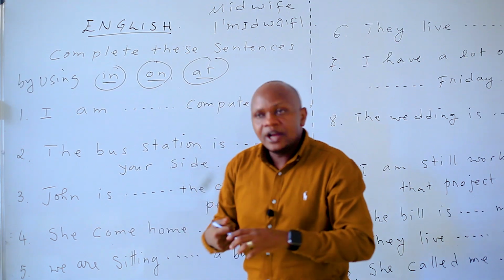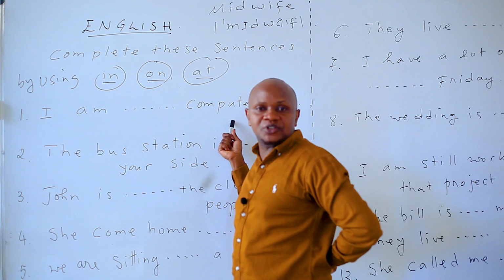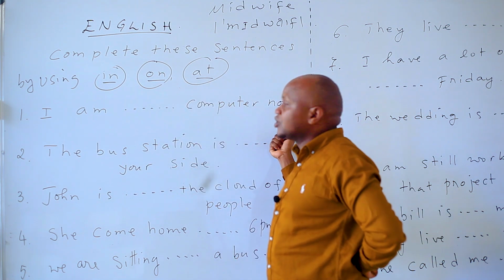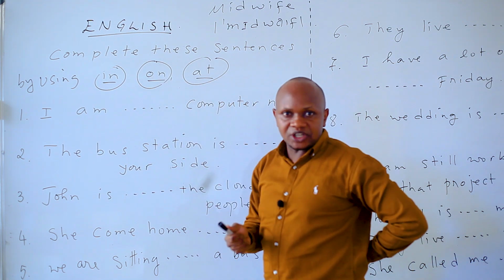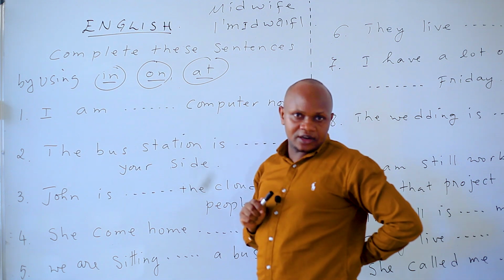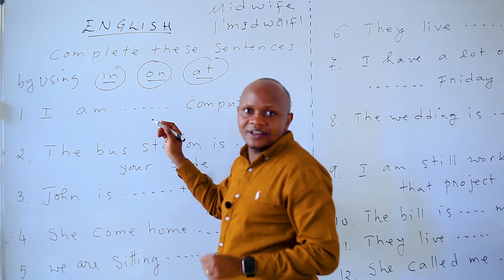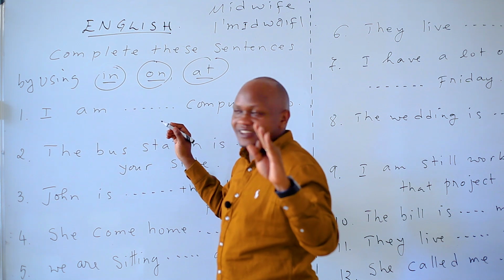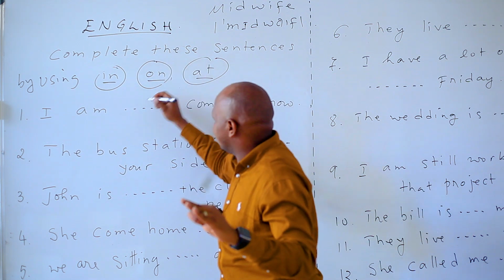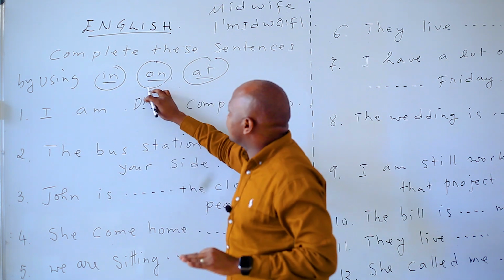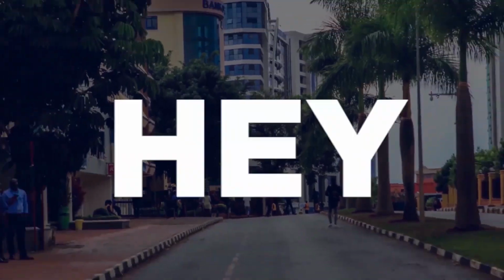Ndi kuyikoresha. Uzavuga I am in the computer. I am at the computer. I am on the computer. What can you say here? You are going to choose 1, 2, 3 seconds. I am on. Do you see? I am on computer now.